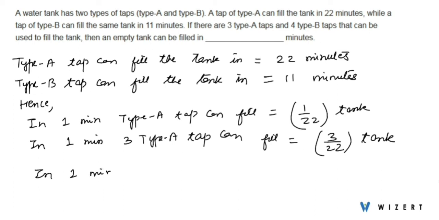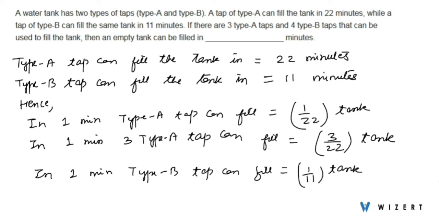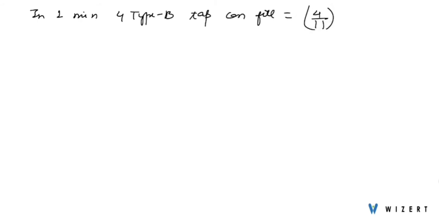Now in 1 minute type B tap can fill 1/11th part of the tank, because type B can fill the tank in 11 minutes. So in 1 minute, if there are 4 such type B taps, more part of the tank will be filled. So that is 4/11th part of the tank will be filled.